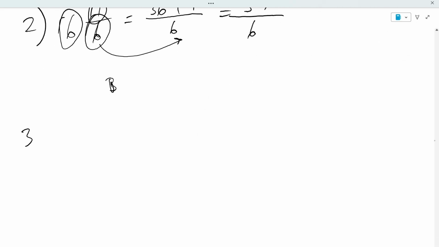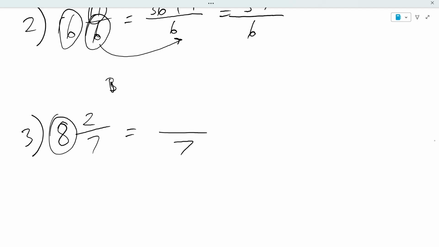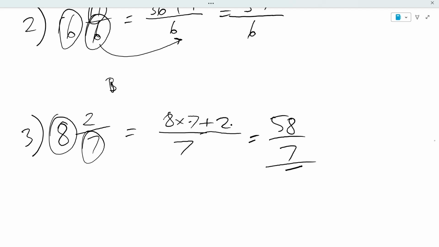I'll do one more. If I had, say, 8 and 2 over 7, so 8 and 2/7. Replicate the denominator, do whole number times the denominator, and add the numerator. That's 56, and then add 2 is 58, 58 over 7. And that is simply how you convert mixed numbers to improper fractions. See you in 1.4.